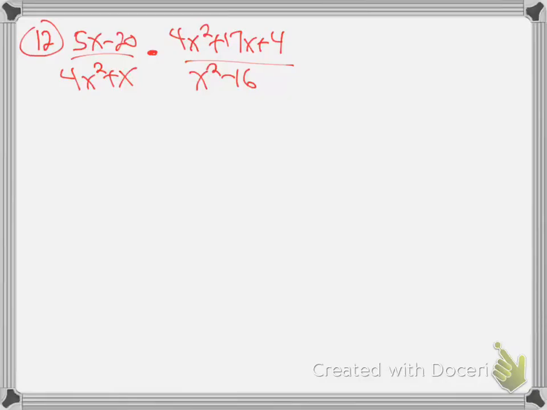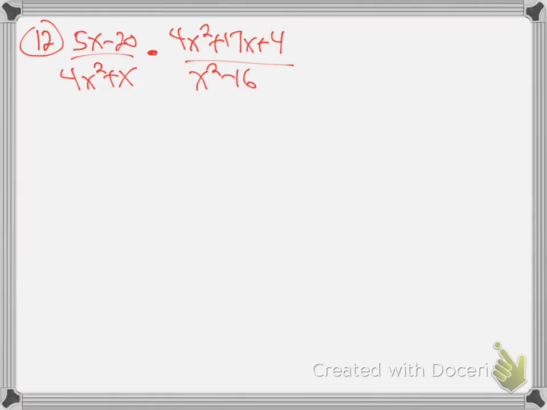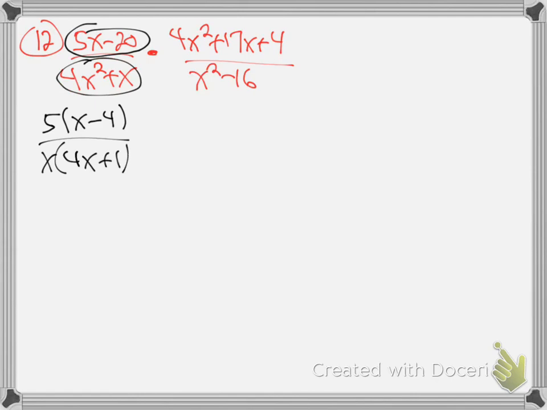Let's do number 12. All right, last one here is number 12. Make sure I got it right. Yeah. Okay, it's multiply. Nothing needs to flip. Just a bunch of factoring. So this needs to factor GCF. Take out what's in common. Take out a 5. This is GCF. Take out an x. Leaves 4x plus 1. See, if I multiplied that, it would go back. Next part. This is a difference of squares, x plus 4, x minus 4.